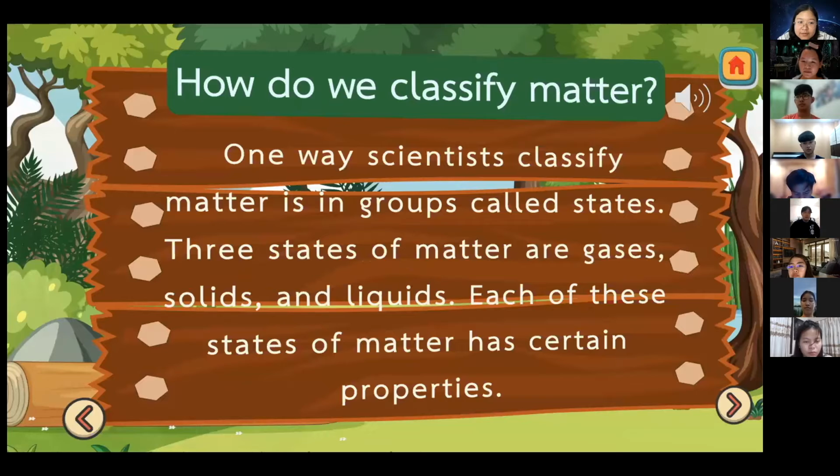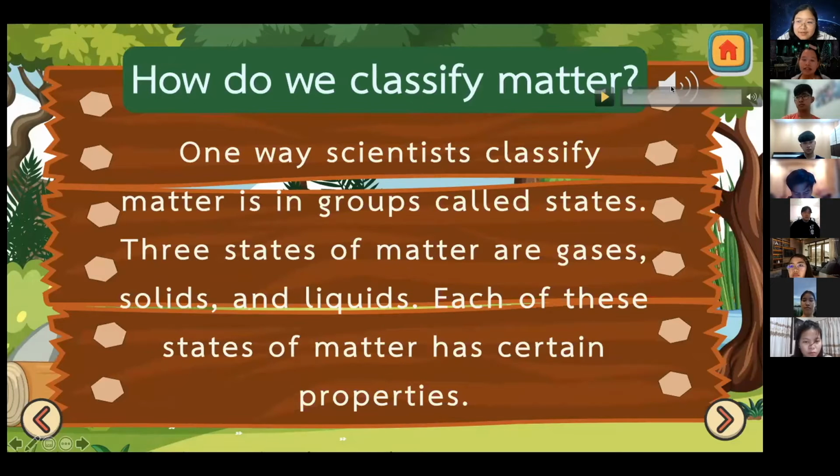Okay, this paragraph is about how do we classify matter.